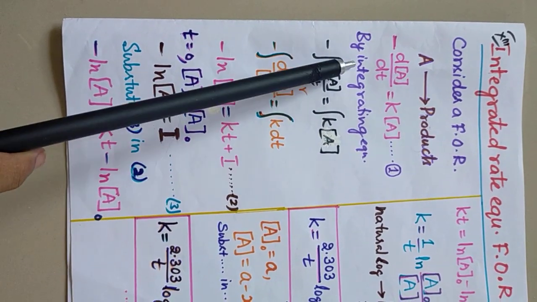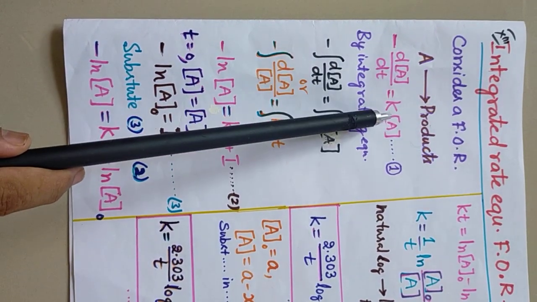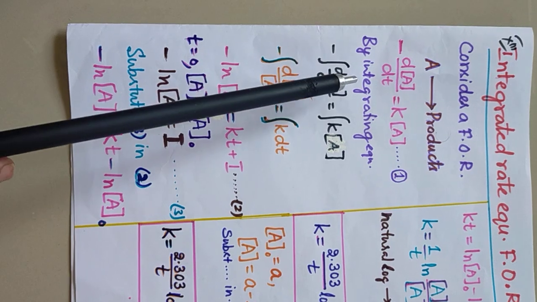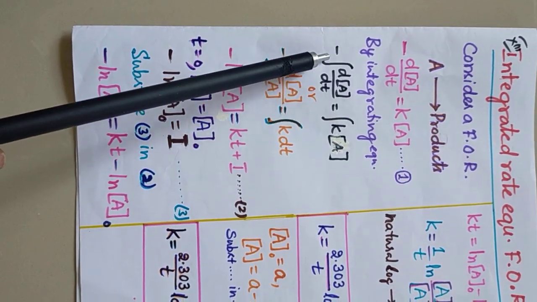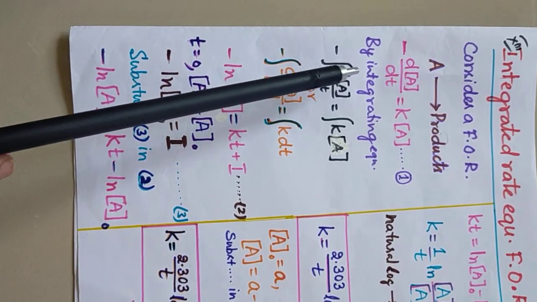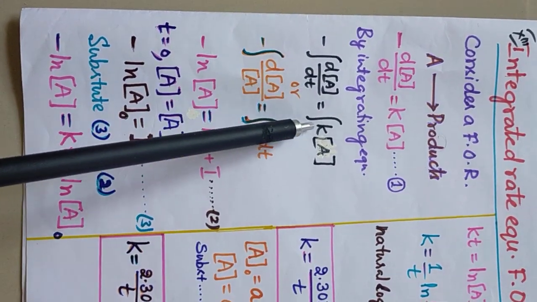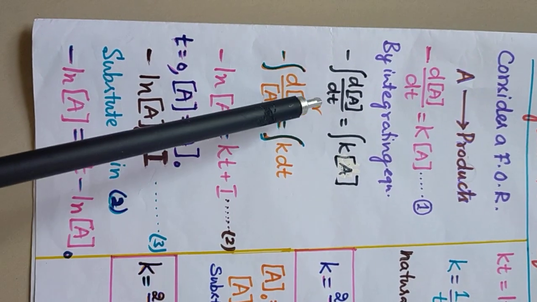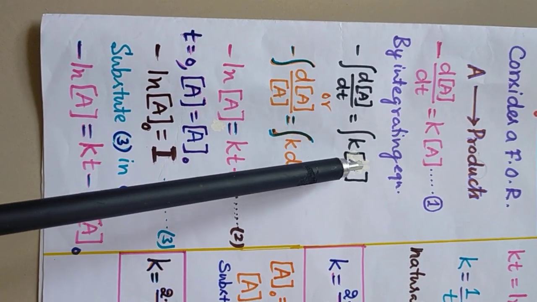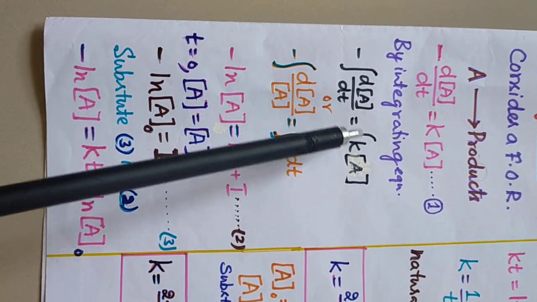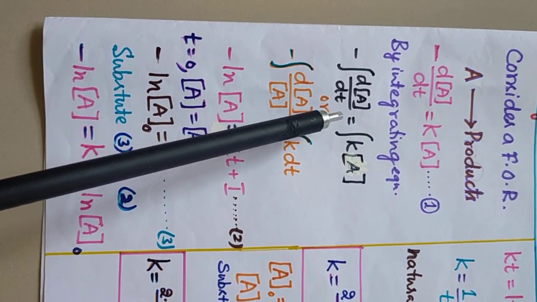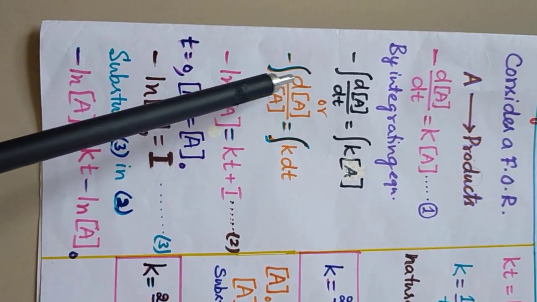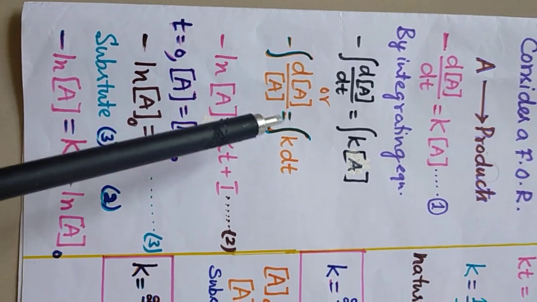Then take integration on both sides, the left hand side and the right hand side. The minus is taken out, and then the integration of dA by dt, and the integration of K into concentration of A. Or we can rearrange the A value and the t value: the concentration comes down and dt goes to the other side. So the integration of dA by A is equal to K dt.